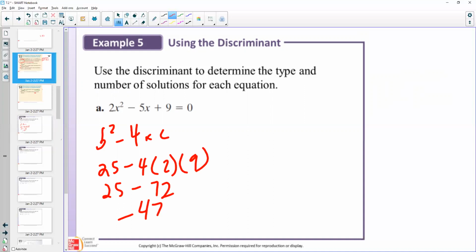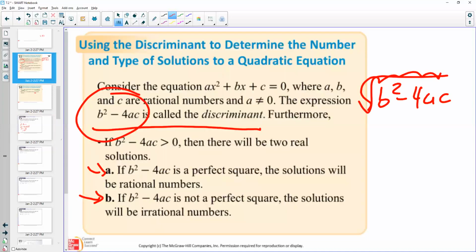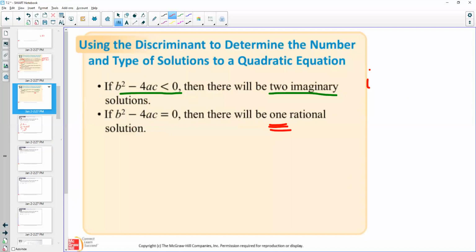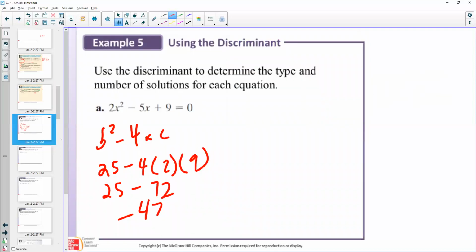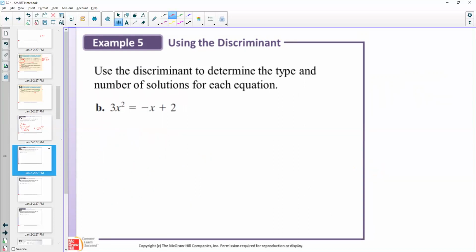So then we go back and look. Negative 47 is not greater than 0. Negative 47 is less than 0. So 2 imaginary solutions. That's it. That's what we're figuring out. For this one, do the same thing. Has to be in standard form first, though. Always. So I get 3x squared plus x minus 2 equals 0.